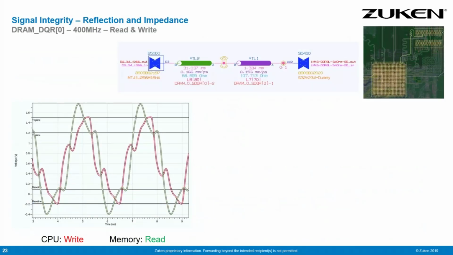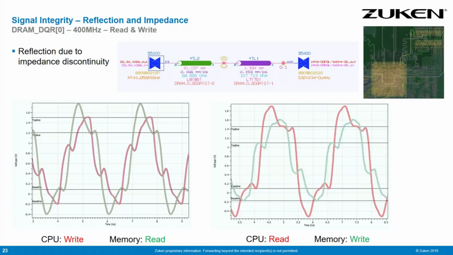So what can signal integrity simulation do for you? Here we have the situation of a DDR3 interface between an NXP processor and a Micron memory. We have the write and the read cycle from the CPU. So we have the voltage waveforms at the CPU depicted in red and at the memory in green. And we see in both situations, read and write, we have significant reflections. Why is that? Where do we get these reflections from?